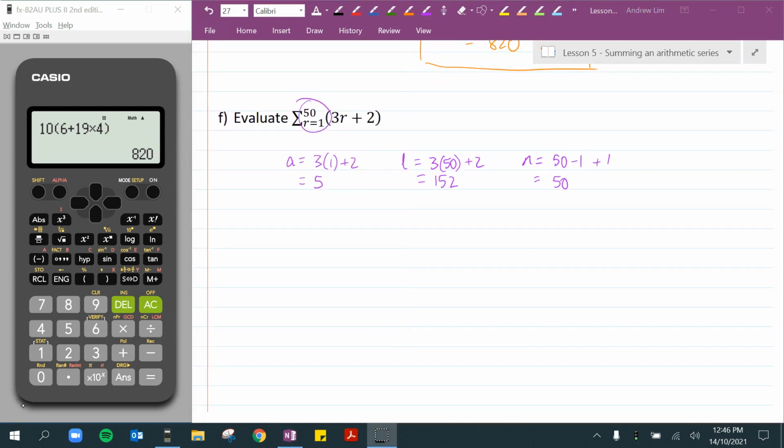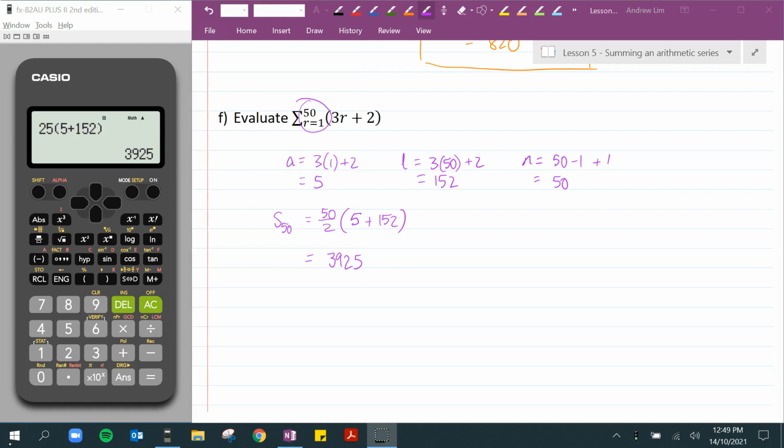So we want to evaluate the sum of the first 50 terms. So the sum of the first 50 terms will be n over 2 times (a plus l), because we know the last term, so that's the formula we use. 25 times (5 plus 152) is 3925. And that's it.